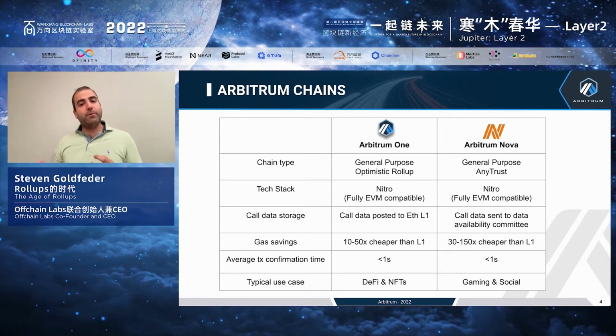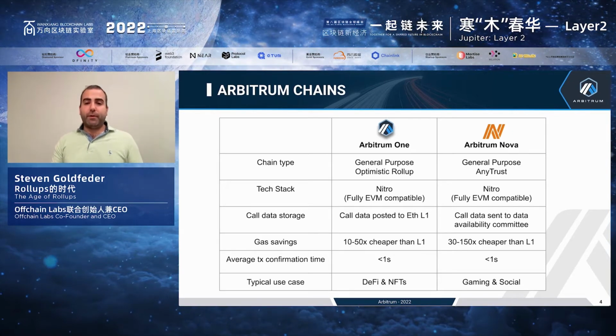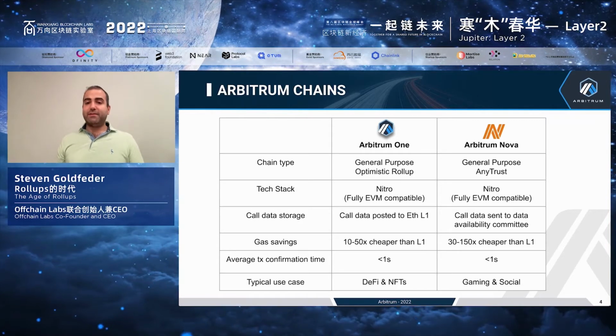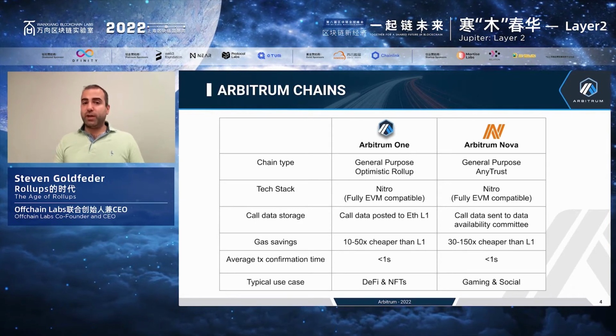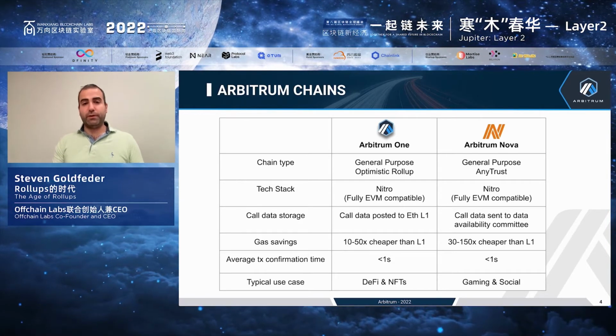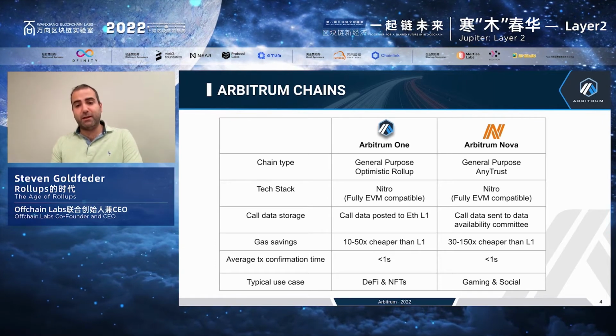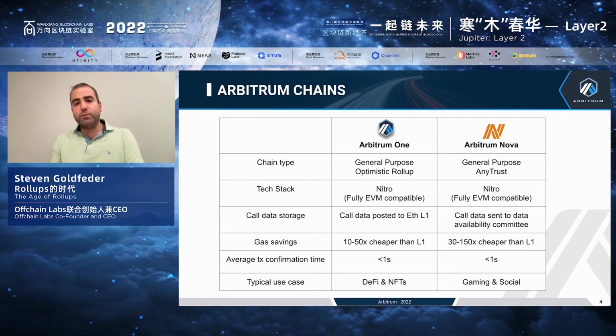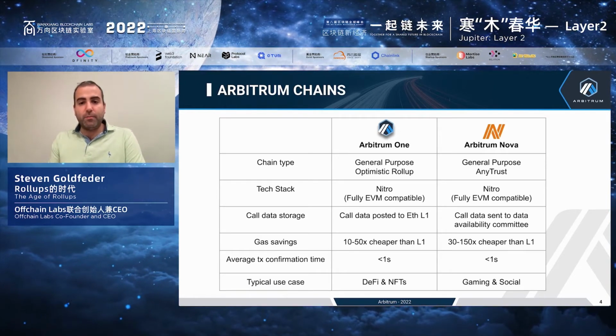Remember, rollup, so it puts all the data on Ethereum. And we have Arbitrum Nova, which we actually just launched in August, and this is our AnyTrust chain, in that it doesn't post all the data to Ethereum, instead utilizes a data availability committee. And stay tuned, just in a few minutes, we'll look at who is on that committee in practice.